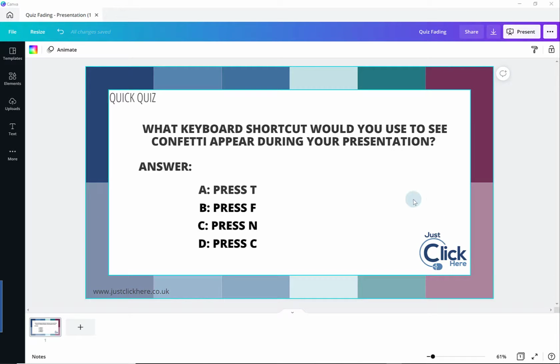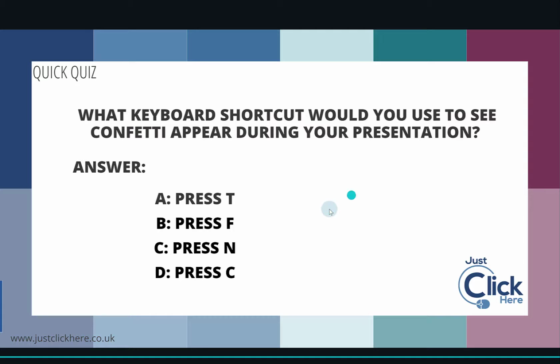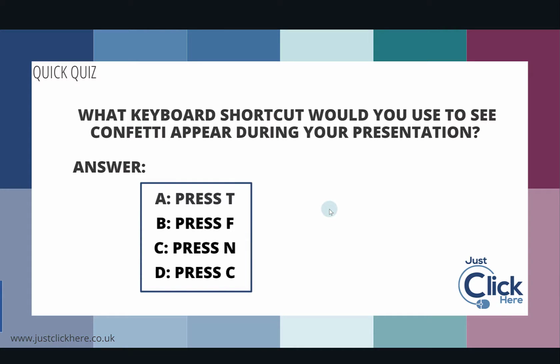So this is just a presentation that I've created in Canva using one of their templates. It's just got one slide in it at the moment. What I want to be able to do is use this during a presentation and have the incorrect answers dim and the correct answers stand out.